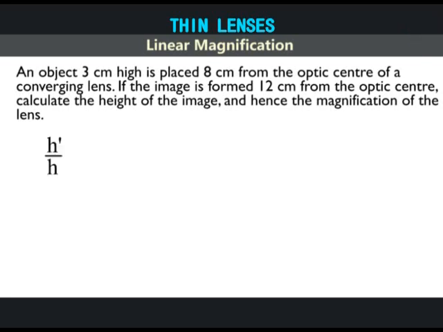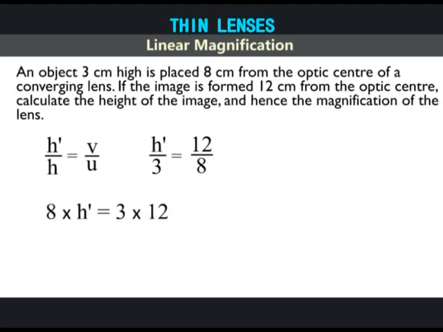So we say h prime, the image height, over h, the object height, is equal to v over u. H prime over 3 is equal to 12 over 8. If we cross multiply, 8 times h prime is equal to 3 times 12. When we divide both sides by 8, we get h prime is equal to 4.5 centimeters.